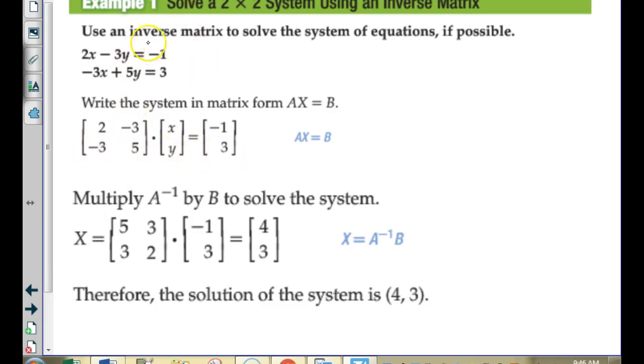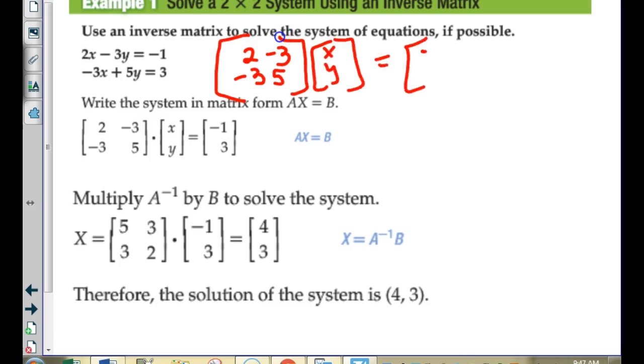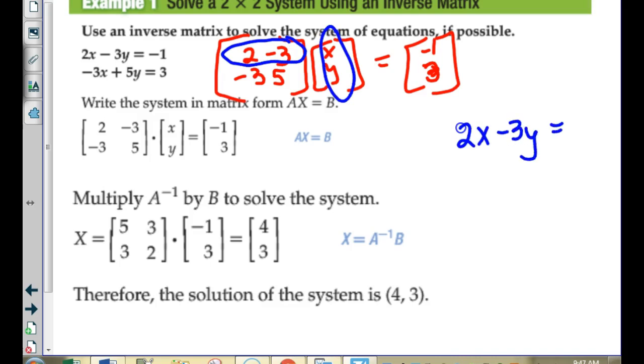Okay. So what happens? Look at this, guys. If I had this situation, they rewrote it. They put 2, -3, -3, 5 times xy. You have to be able to do this on a quiz, and it's super easy. All they did is rewrote it as a matrix multiplication because, help me out here, if I multiplied this times this, what would I get? 2x minus 3y equals -1. If I multiplied the second row times this, I'd get -3x plus 5y equals 3.